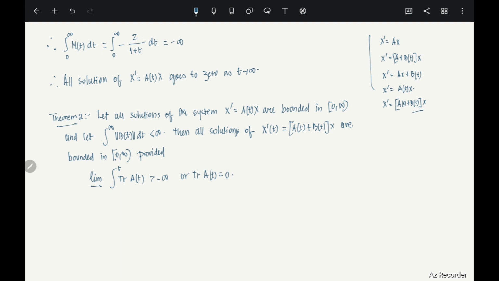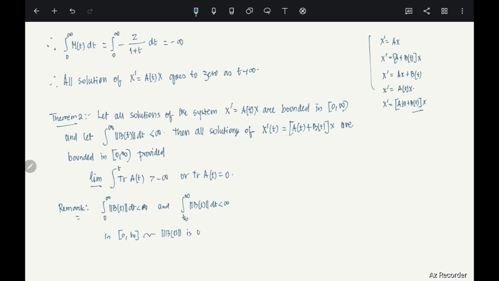Before I do that, let me make a small remark in case you do not understand. See why I am not putting a lower bound here. Let's say I put 0 to infinity, the norm of B(t) dt is finite. If I am not putting anything, it means that you can start from anywhere. So let's say I can start from any t naught to infinity, the norm of B(t) dt is finite.